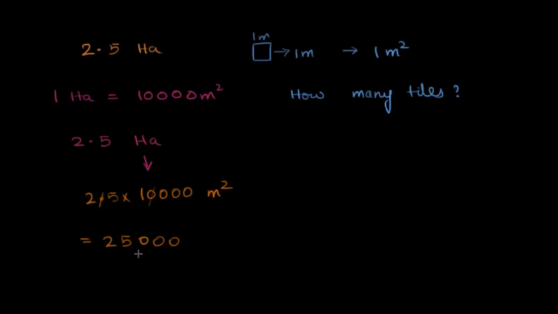So 10,000 into 2 is 20,000. 10,000 into half is 5,000. So 25,000 meters squared. So how many tiles do I need? I need a lot of tiles. I need 25,000 tiles to cover this area of 2.5 hectares.